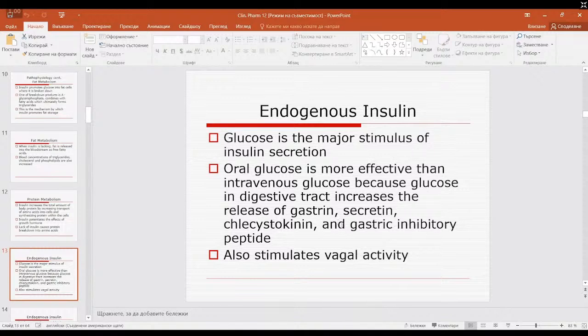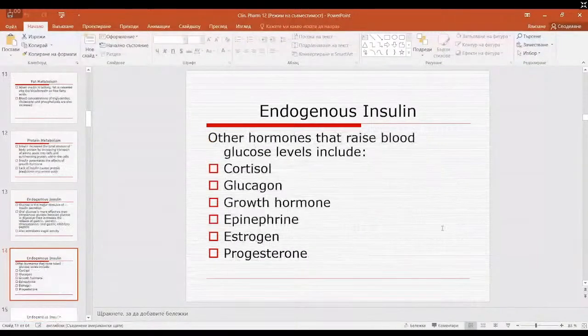So it is especially important in hypoglycemia to keep this point in mind. And when you give intravenous glucose, because there is no activation of these molecules in the gastrointestinal tract, less insulin is released by the pancreas, by the pancreatic beta cells.